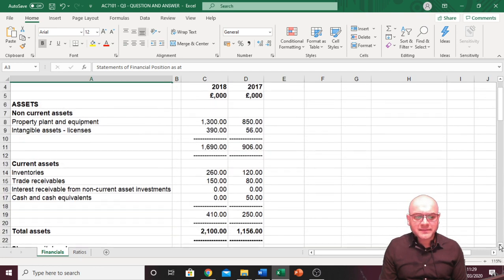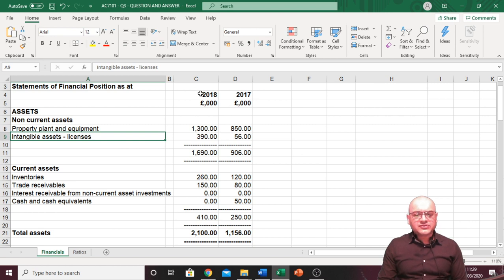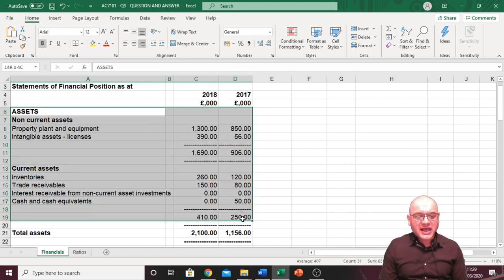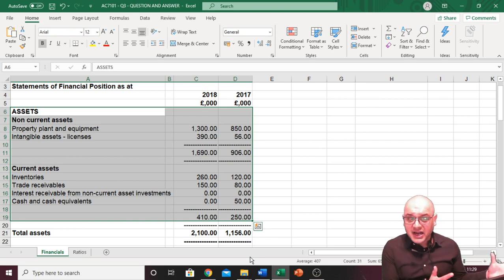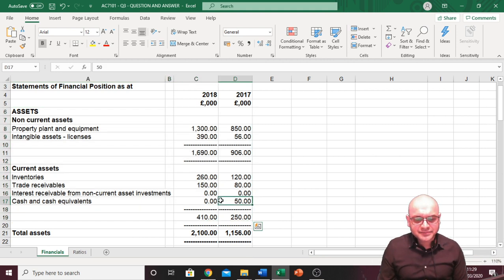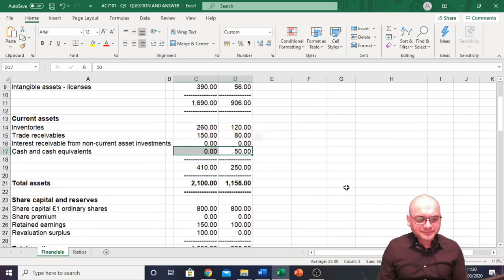And what you will see in the balance sheet is we have 2 years' worth of data, 2017 and 2018. First we have assets, and in assets we have non-current assets and current assets. Non-current assets are increasing between the 2 years, and current assets are also increasing except for cash. The cash has declined from 50 to 0. So that's one of the signs of a problem. They don't have enough cash to pay the bills. So there may be liquidity issues.